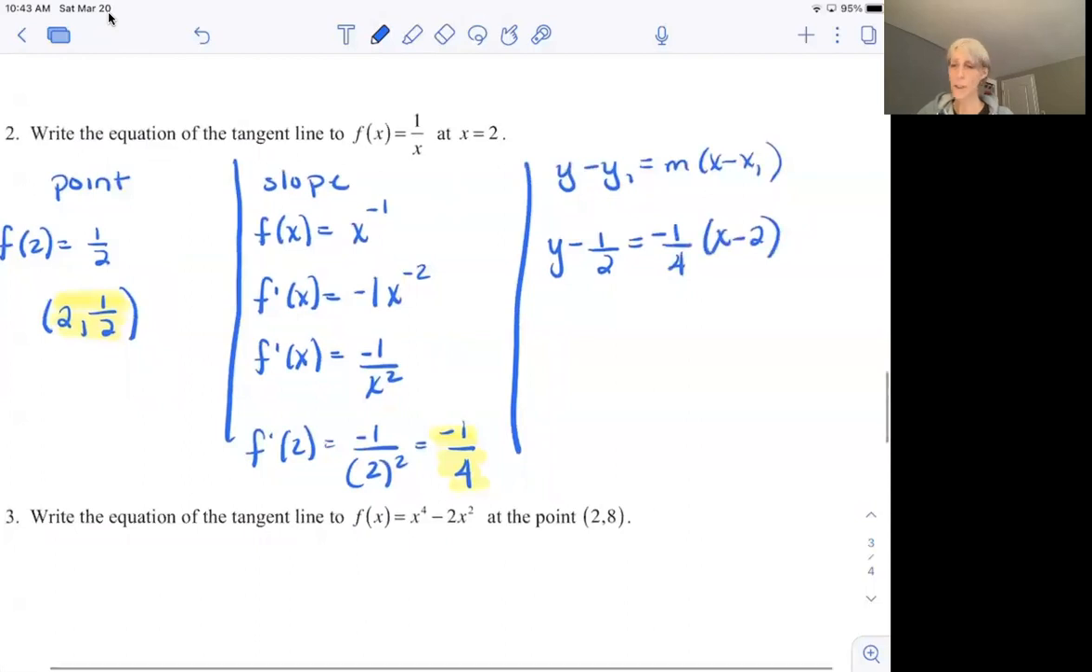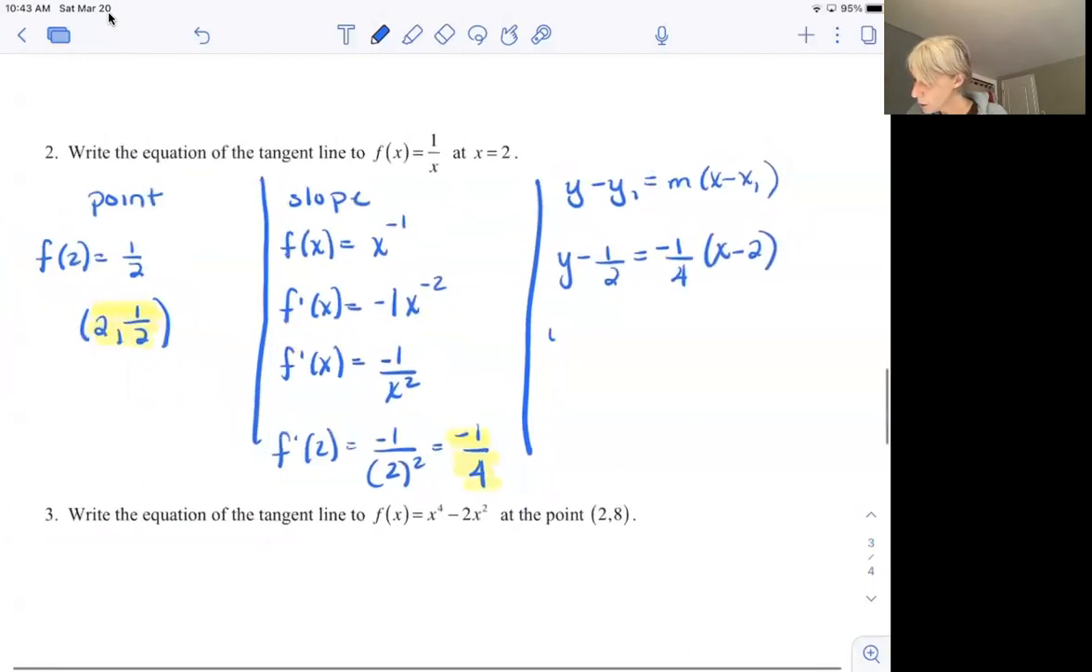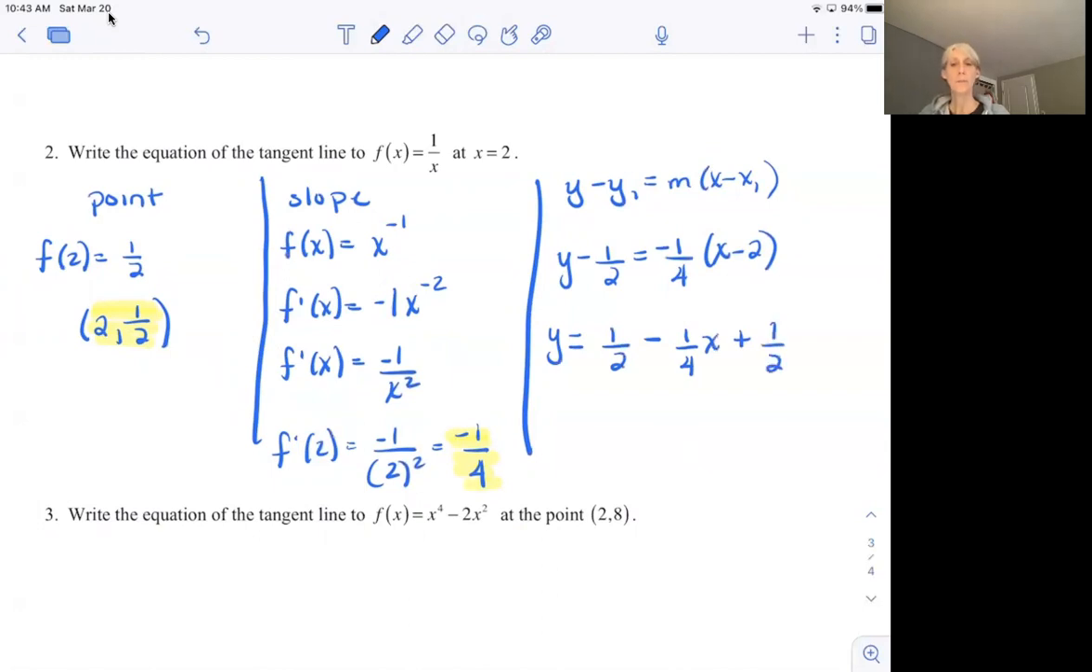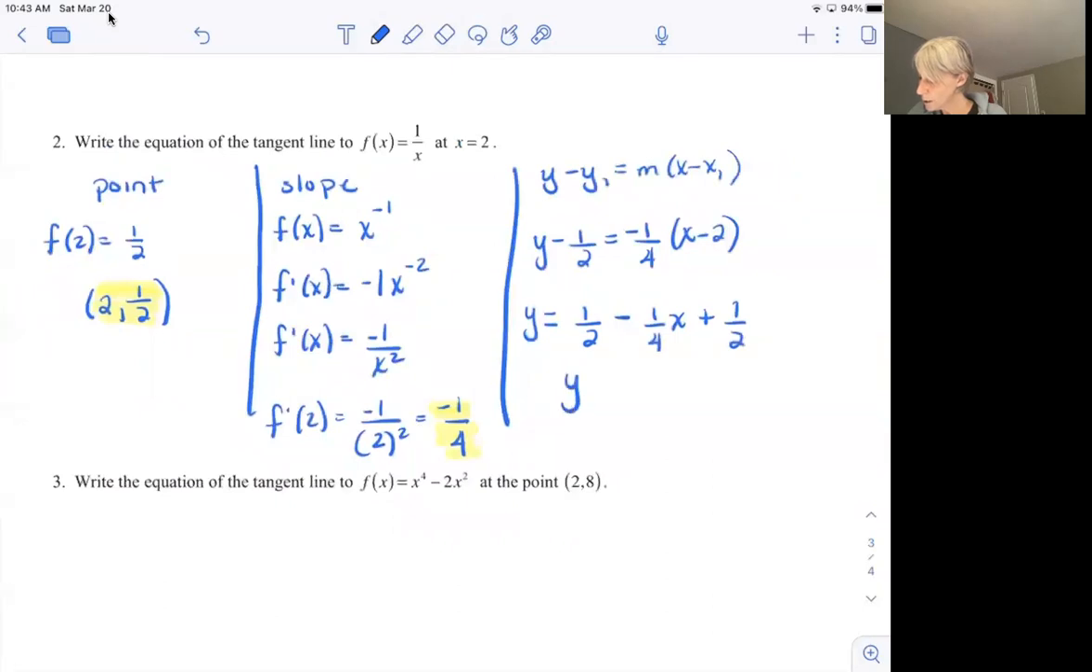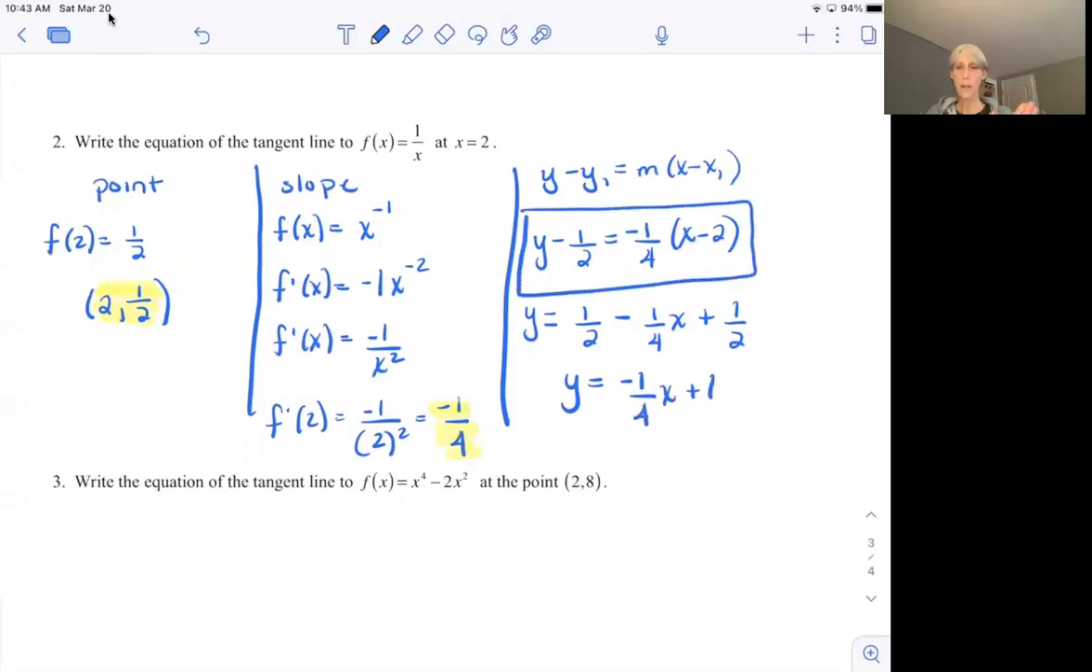Maybe I should let you do some fraction work so we could rewrite this. y = 1/2 - 1/4x + 1/2. 1/2 + 1/2 is just 1. So y = -1/4x + 1. Again, that's acceptable for me, but you should also be able to recognize this if I ever gave you something of a multiple choice or asked you to do more.